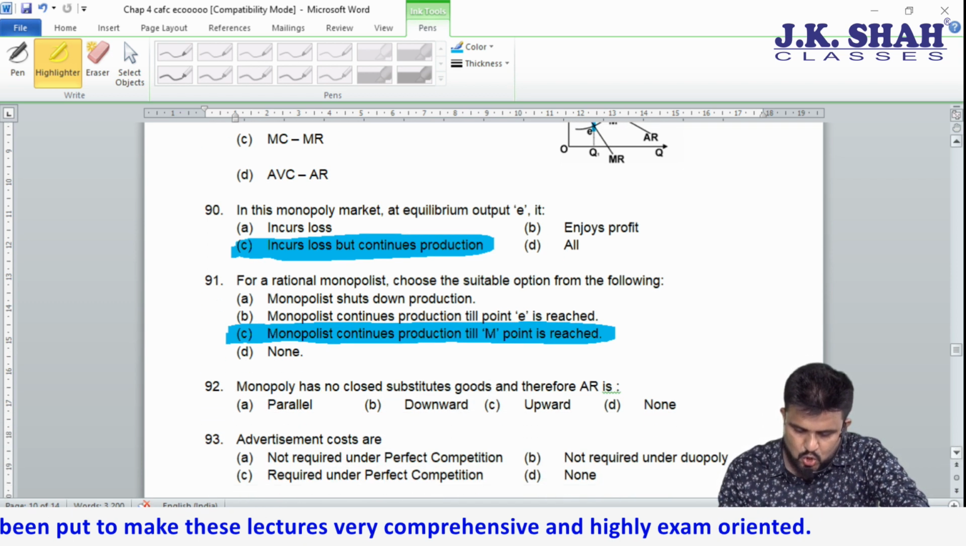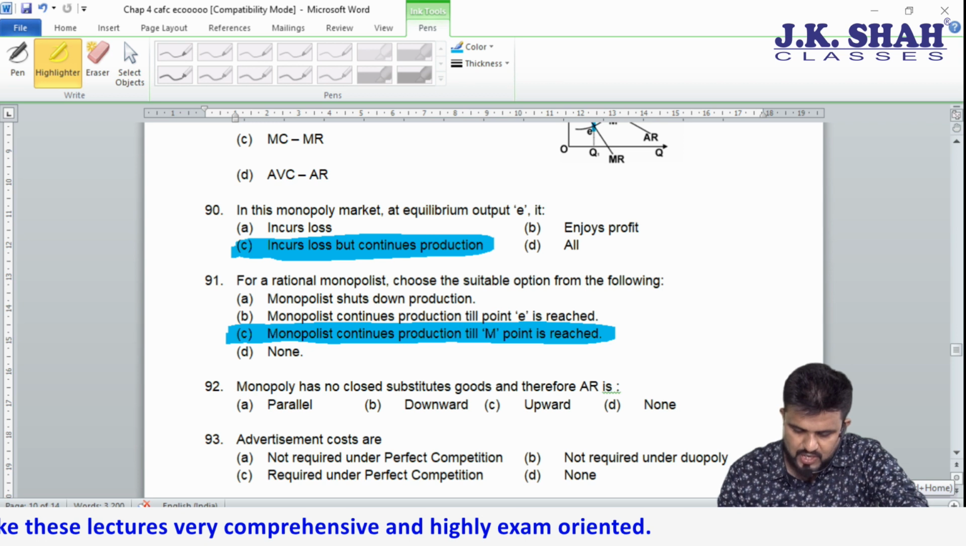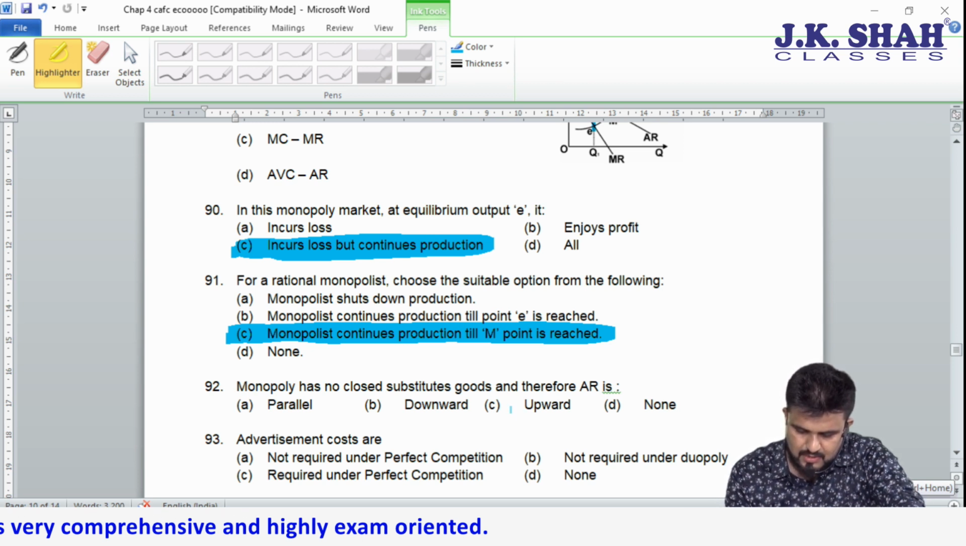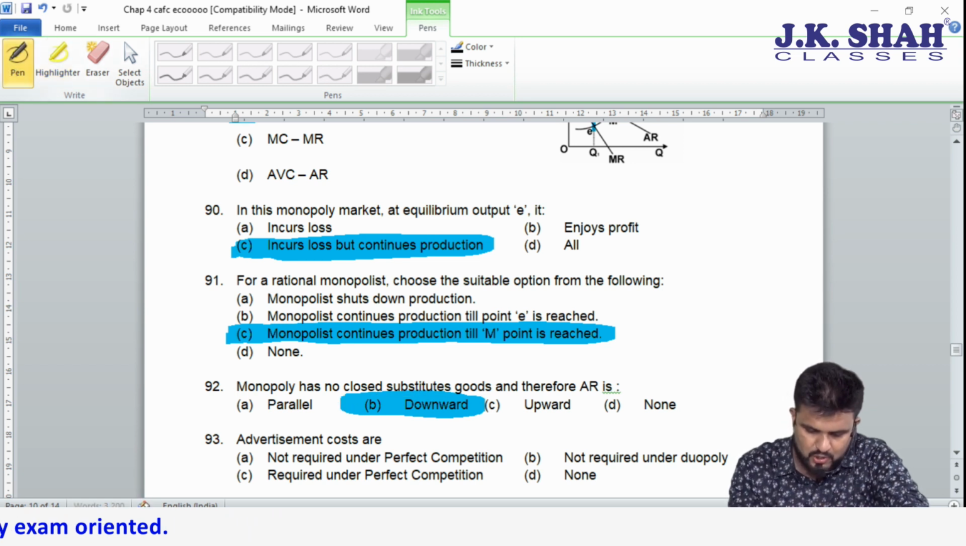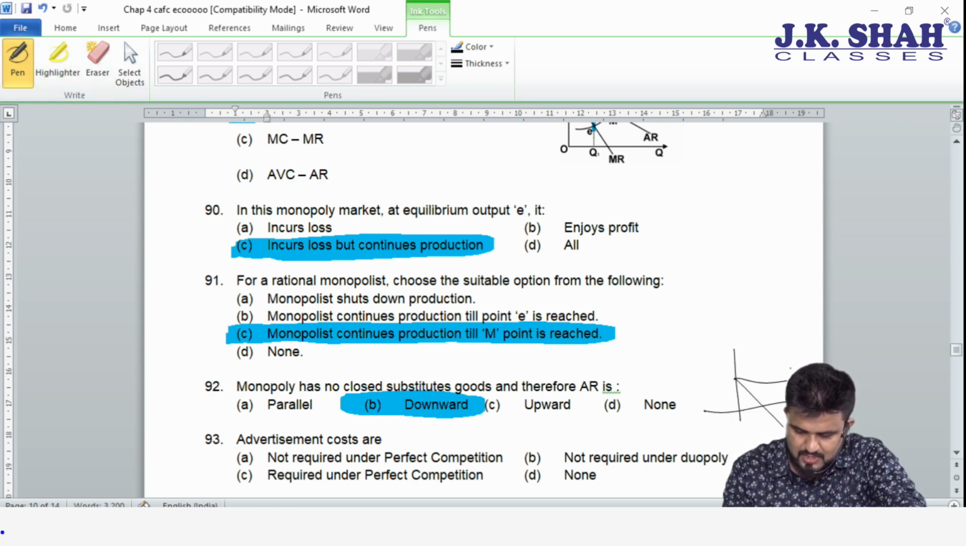Next, monopoly has no close substitute goods and therefore AR is downward sloping. Shape of AR. Students, you already know this. This is your AR.